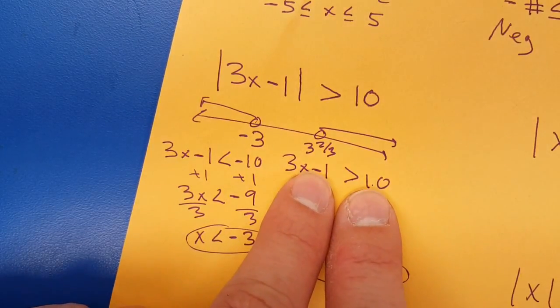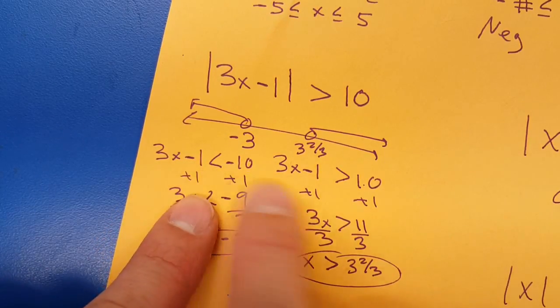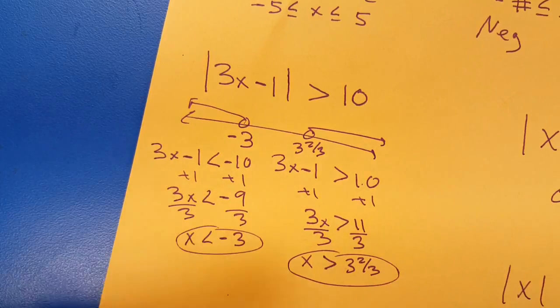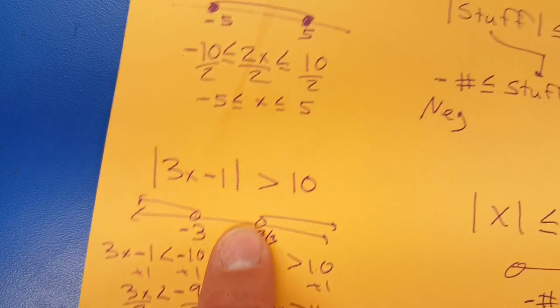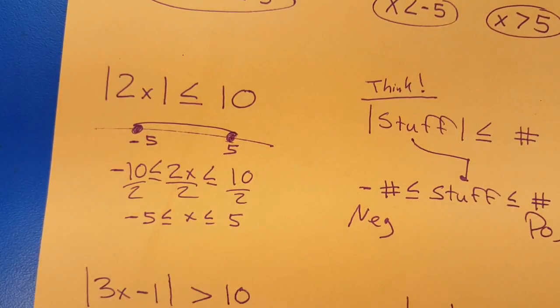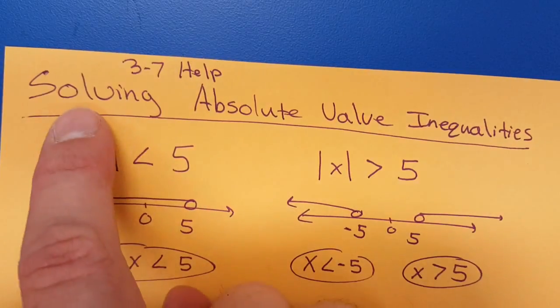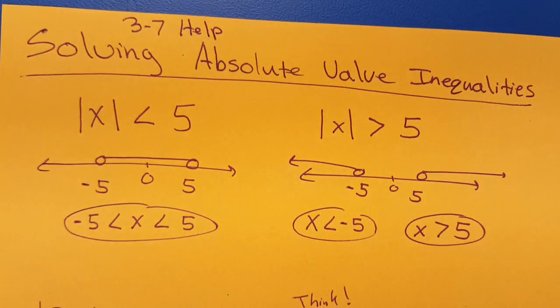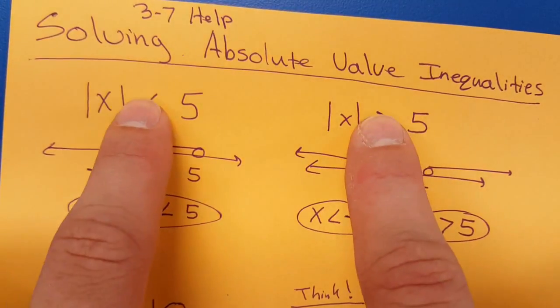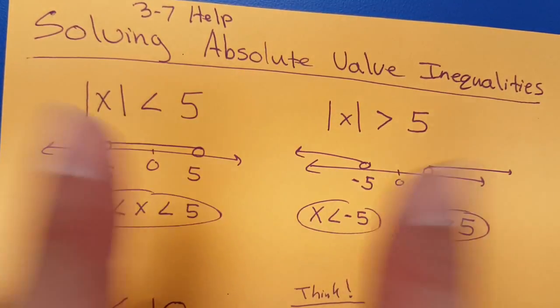Copy without the symbol. 3x minus 1 is greater than 10. Rewrite it, flip the symbol, flip the number. Okay, flip and flip. That's going to make a split when you graph a greater than, and then again, when you graph a less than, it's going to make an interval. Okay, hopefully that will help you with these solving absolute value inequalities. Again, you cannot do things to the absolute value inequalities. You have to rewrite them in what they actually physically mean.